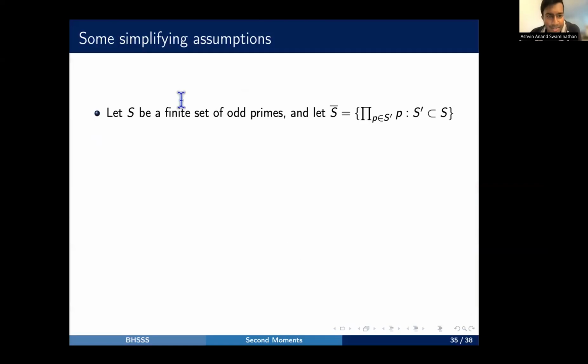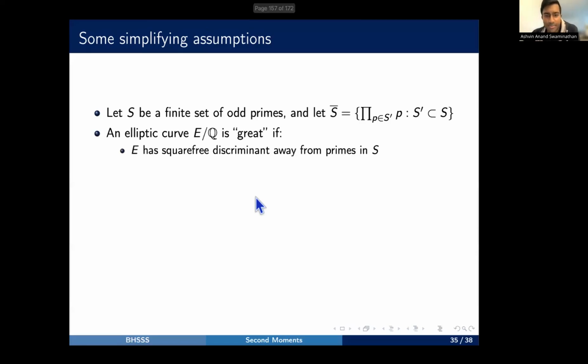So here are the assumptions. S is going to be a finite set of odd primes, and S bar is going to be the set of square-free numbers you get by multiplying primes in S. We're going to say that an elliptic curve E over Q is great if it satisfies the following helpful conditions. E should have square-free discriminant away from primes in S. For each prime P in S, either E or E twisted by P should have good reduction at P.